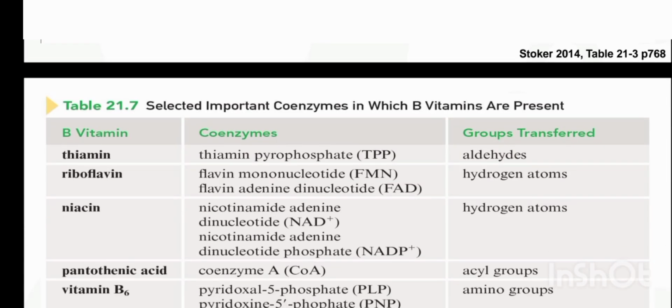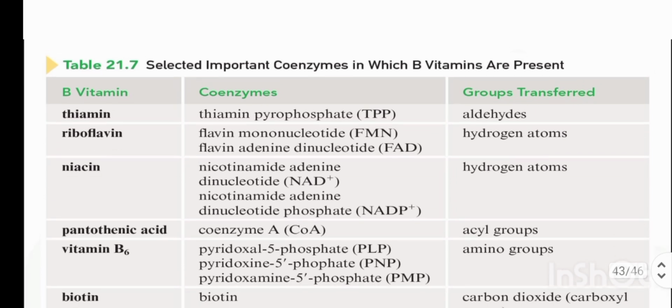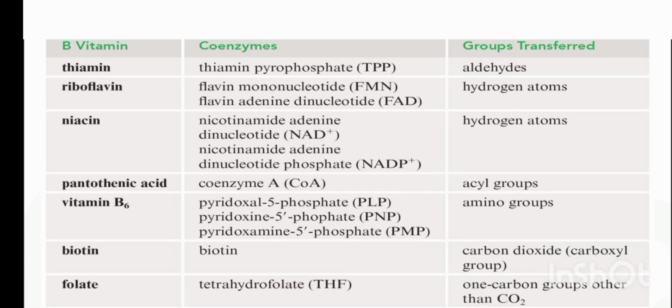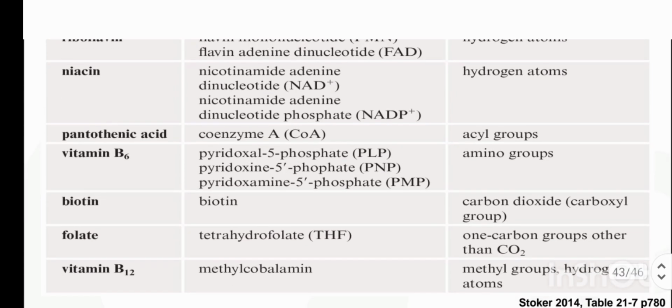Next is a table of selected important coenzymes in which the B vitamins are present. Vitamin B1, thiamine, acts as a coenzyme for group transport. The coenzyme is thiamine pyrophosphate, TPP. The group transferred is aldehydes. Riboflavin coenzymes are flavin mononucleotide, FMN, and flavin adenine dinucleotide, FAD, transferring hydrogen atoms. Niacin: nicotinamide adenine dinucleotide, NAD positive, and nicotinamide adenine dinucleotide phosphate, NADP positive, hydrogen atoms. Pantothenic acid: coenzyme A, acyl groups.